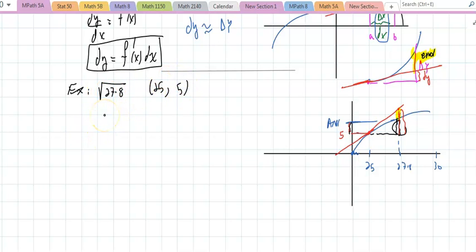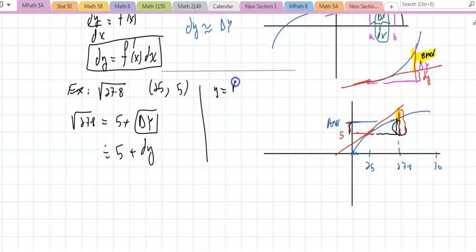So I'm going to say here that, you know what? I know what this is. This is 5 plus delta y. But delta y would mean I have to use a radical, which is an irrational number. Instead, I'm going to use 5 plus roughly dy.